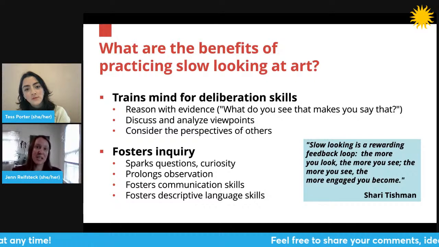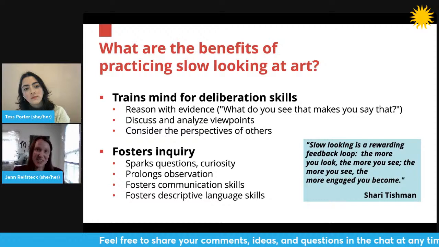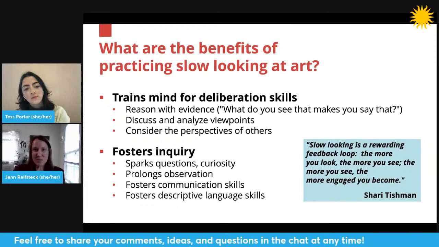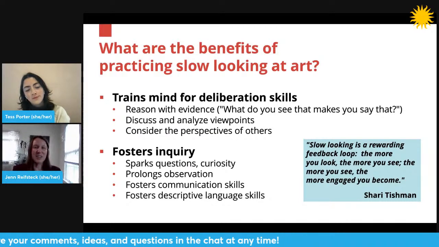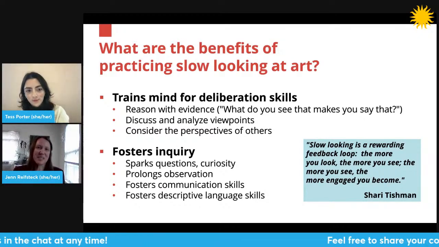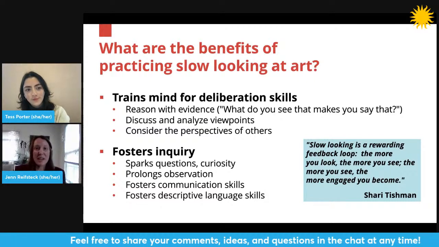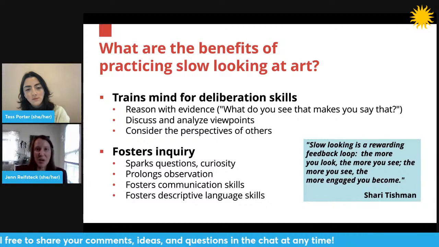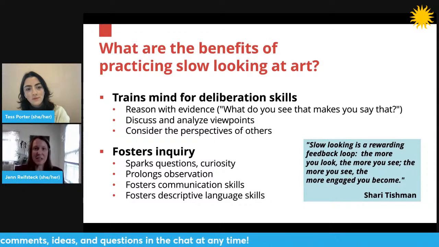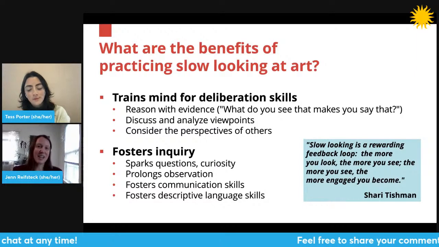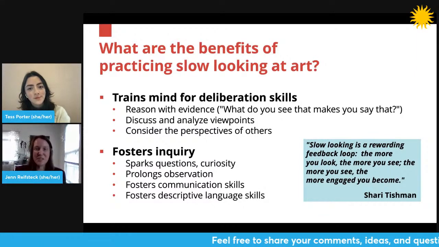for these skills and deliberation. And when you practice slow looking with your learners and they make these observations, you can always ask them, well, what do you see that makes you say that, right? This is reasoning with evidence that comes with the practice of slow looking. You considered the perspectives of others. We had one participant who felt like they were in the work of art. They jumped inside and they could visualize themselves in that scene.